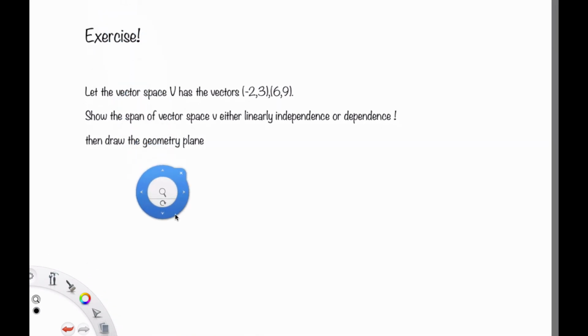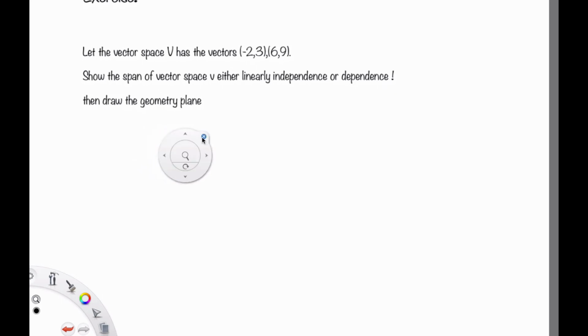Let the vector space V have the vectors (-2, 3) and (6, 9). Find the span of the vector space V and determine the linear independence or dependence. Then draw the geometric plane. In this chapter, you will try to draw the geometric plane of the vector space V and show the linear dependence or independence. Okay, we will prove this one first. So we will prove the first one.